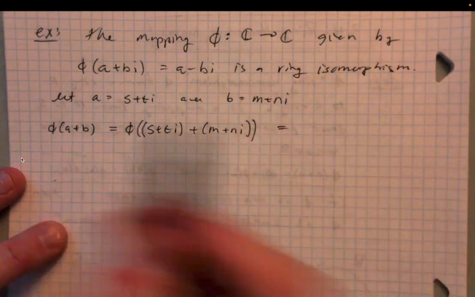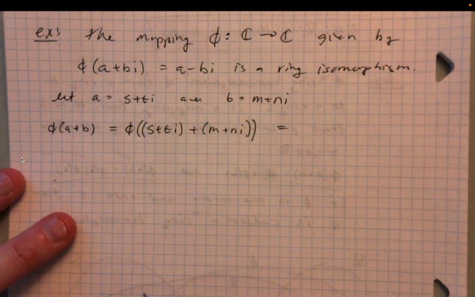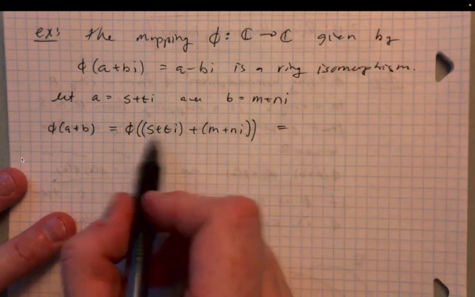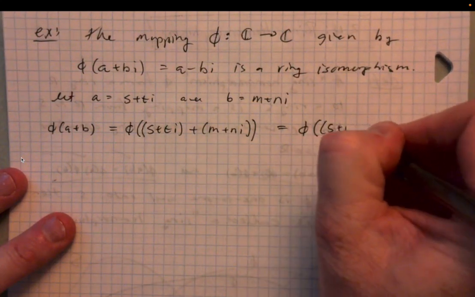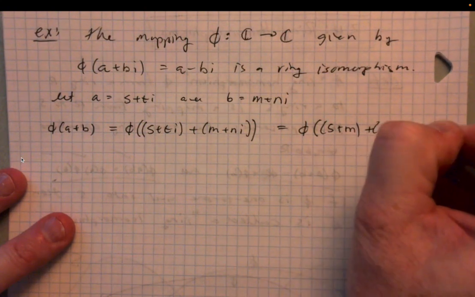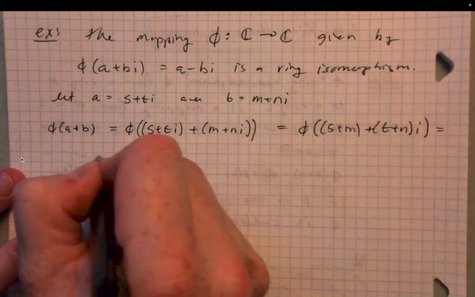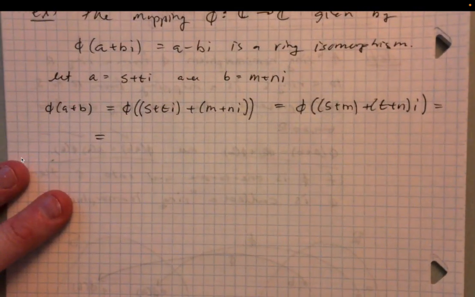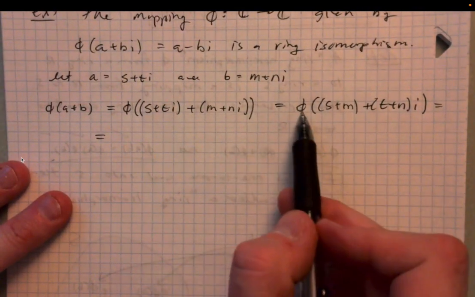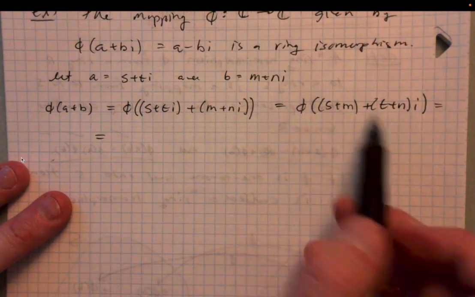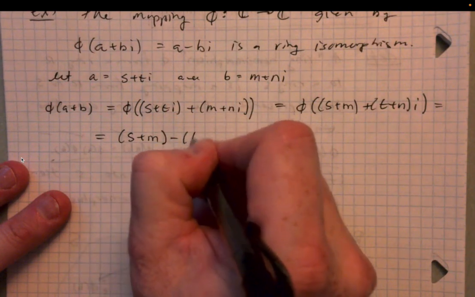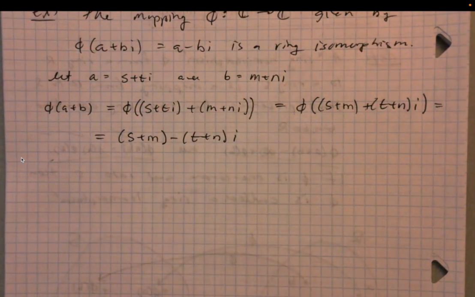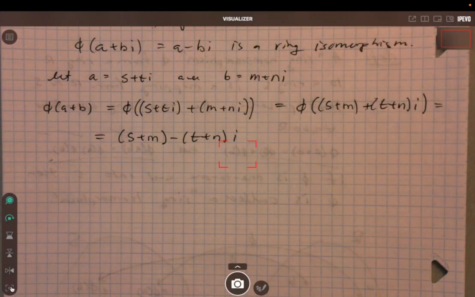Okay, and so we can combine inside the argument here. We would combine the real parts and then we combine the imaginary parts. So this is phi of S plus M plus T plus N i, right? And then when we evaluate using phi, this becomes a minus. So this is S plus M minus T plus N i. Okay, so that's what phi does.